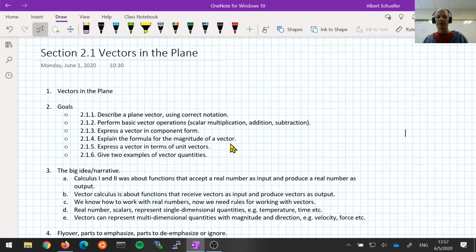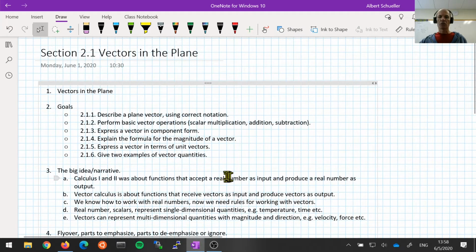The big idea here, just to put this all in context: we're in Calc 3 now. In Calc 1 and Calc 2, we were studying functions that essentially took a real number in as an input, as an independent variable, and produced a real number as an output, as a dependent variable. For example, y equals f of x, where f of x is x squared. So something like it might take a real number 2 and produce the real number 4.